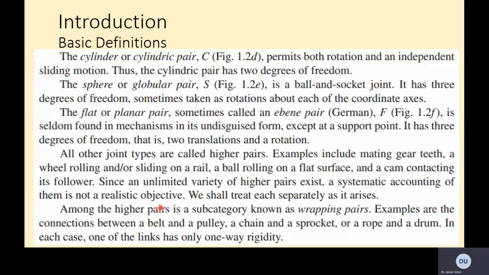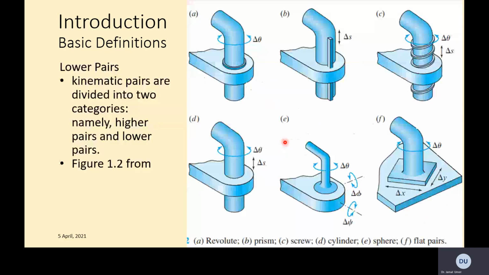A flat or planar pair, sometimes called an ebene pair, which is a German word, represented as F, is seldom found in mechanisms. It is not really common in its disguised form except as a sport point. It has 3 degrees of freedom, that is 2 translational and 1 rotational. For example, you have a table sitting on a flat surface. The base of the table, or leg of the table, can do these 3 movements: you can do X, Y, and you have the angle as well.